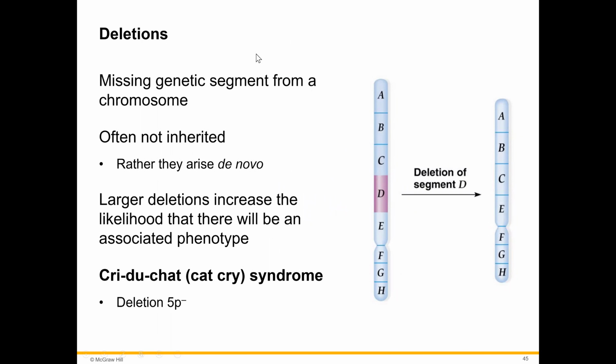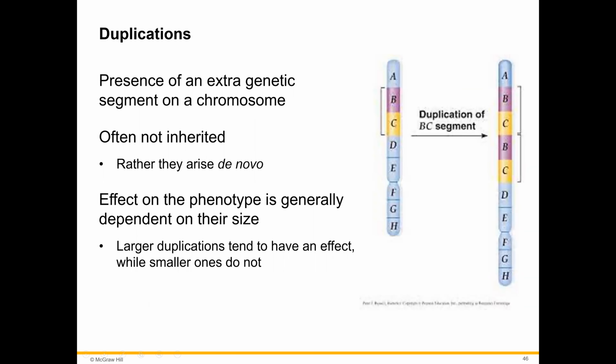A missing genetic segment from a chromosome, often not inherited, and rather they arise de novo, that means as new mutations. When we have a larger deletion, it increases the likelihood that there will be an associated phenotype. An example is cri-du-chat syndrome, a deletion on chromosome number 5. So here's the model that shows you deletion of segments. That's a normal chromosome, and then this segment, segment D, is just deleted. If it's a small deletion, it might not affect phenotype, but if it's a large deletion, it will.